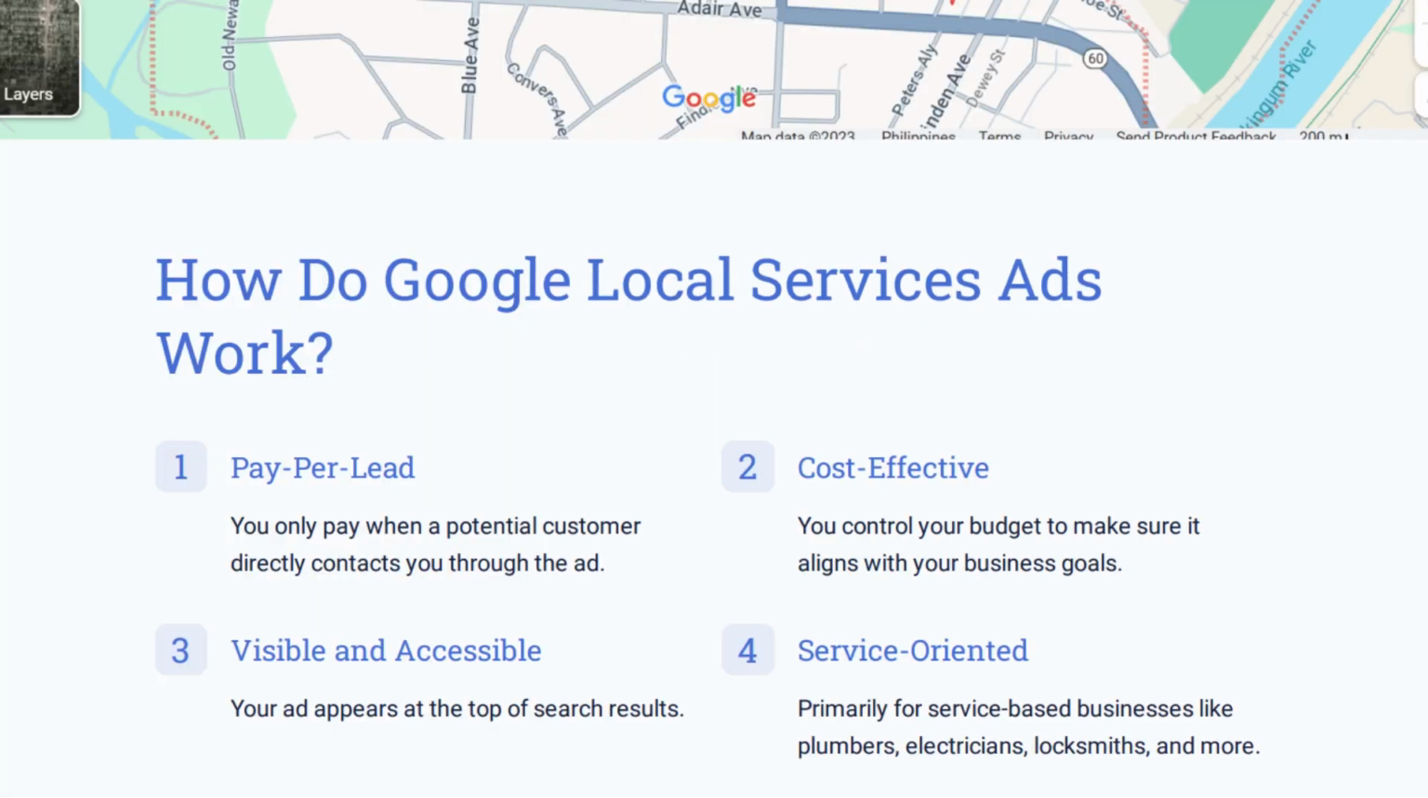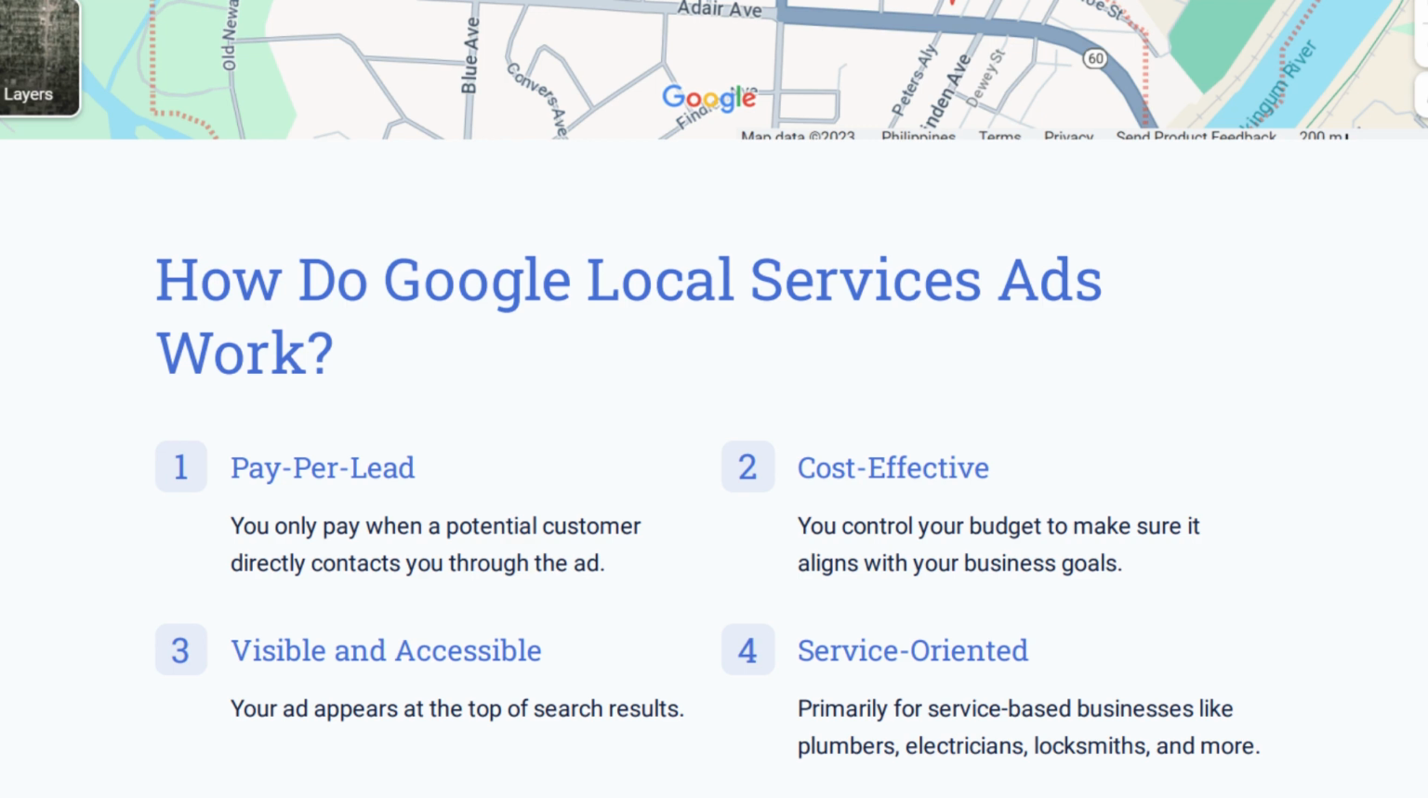So now that we know what they are, let's talk about how they work. Google Local Services ads are based on the principle of pay per lead, which means that you pay for the potential customer contacts when they directly contact you through that ad. It's an effective way to ensure that you're getting value for your advertising budget.